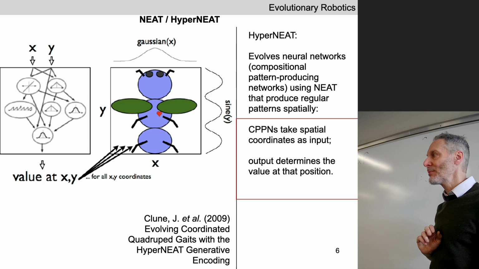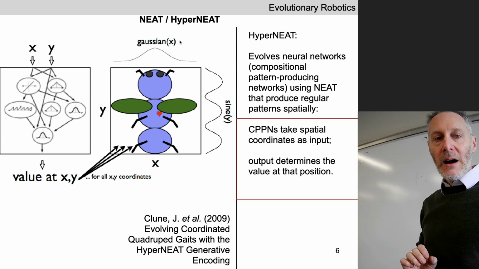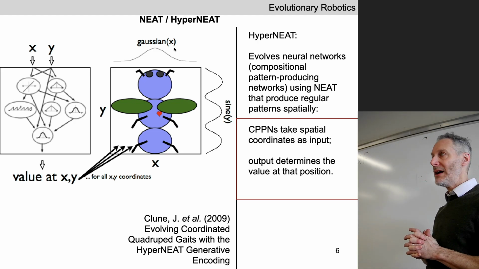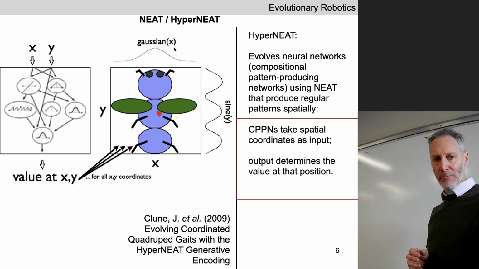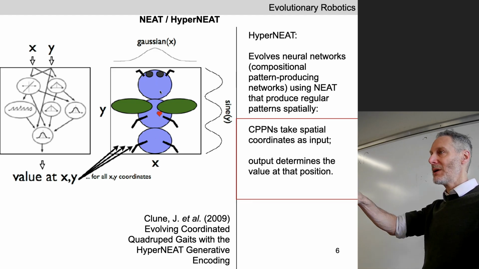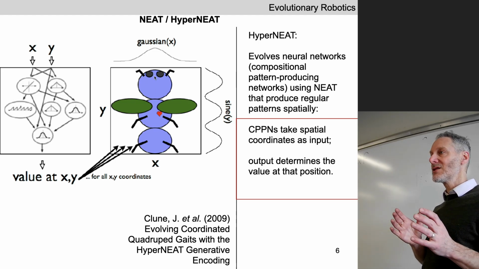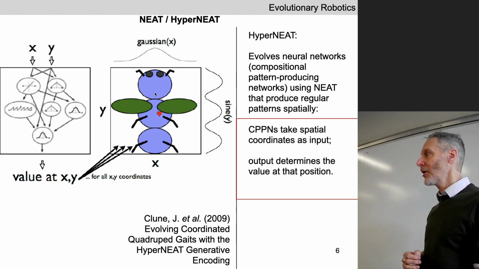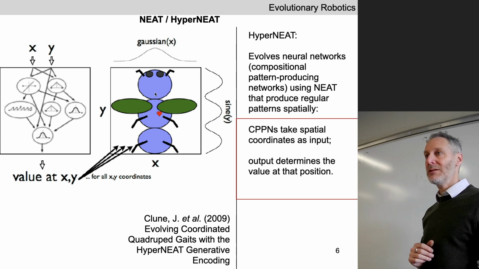HyperNEAT also evolves populations of things, but it evolves those things in a particular way. It evolves these solutions, as we'll see in a moment, in a way that biases the evolutionary search towards things that have repeating structure. So here's my little cartoon insect. If you look at an insect, it's made up of a bunch of parts that repeat themselves. The HyperNEAT algorithm tends to evolve things that have symmetry. So my little cartoon fly here and you are bilaterally symmetric.